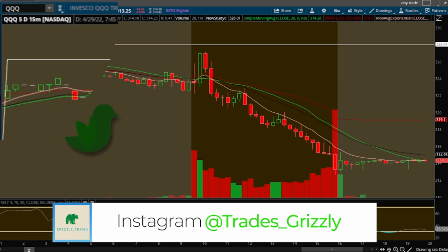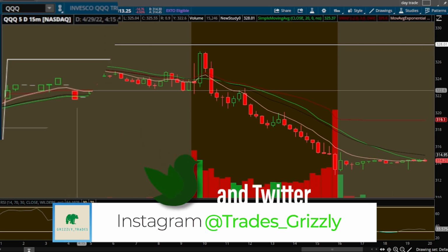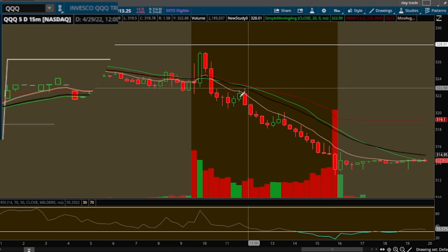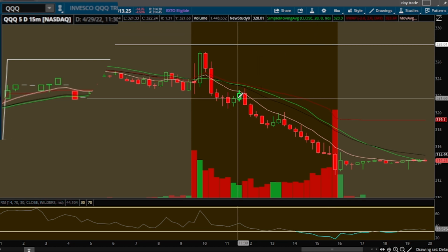Let's get right into this. First off, we're looking at QQQ on a 15-minute chart. I don't usually watch a 15-minute chart, but you can really see this bear flag really clearly here. And you can see it on the 5-minute as well. If you want to check this out, it is on Friday when I noticed this flag.